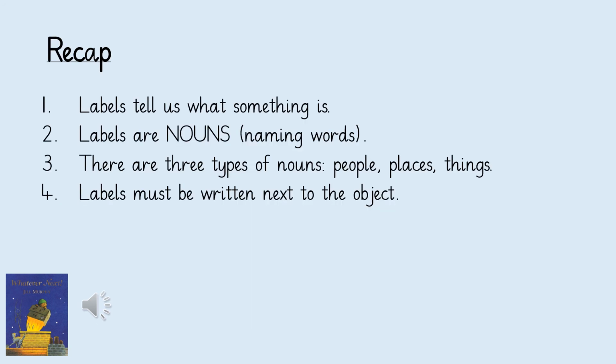Well done, Year 1, you've worked so hard today. Let's do a quick recap of the things we've learned. We know that labels tell us what something is. We know that labels are nouns, which are naming words, and there are three types of nouns: people, places, and things. Labels must be written next to the object they are telling us about.